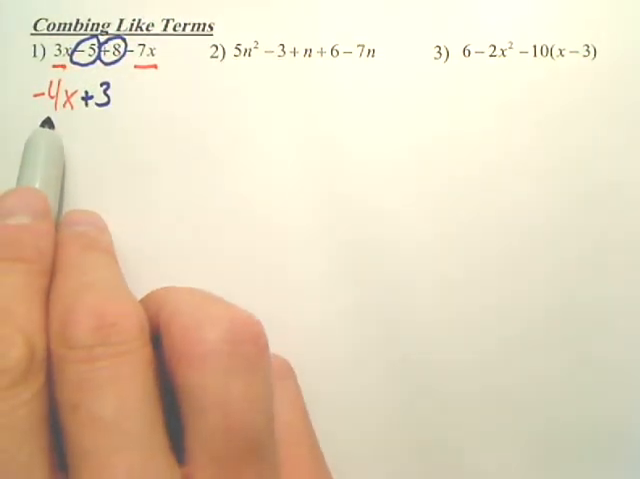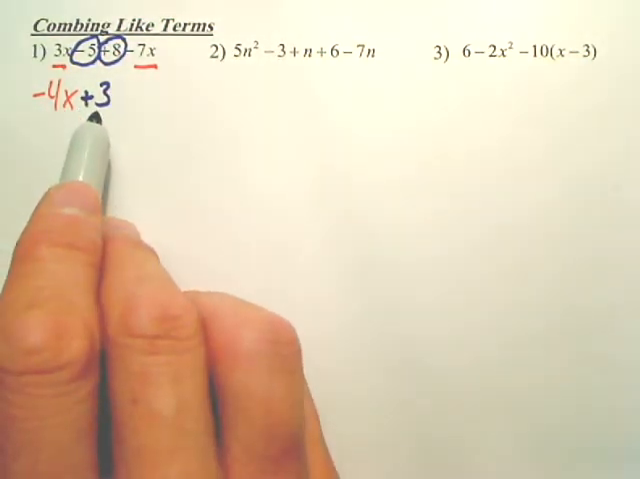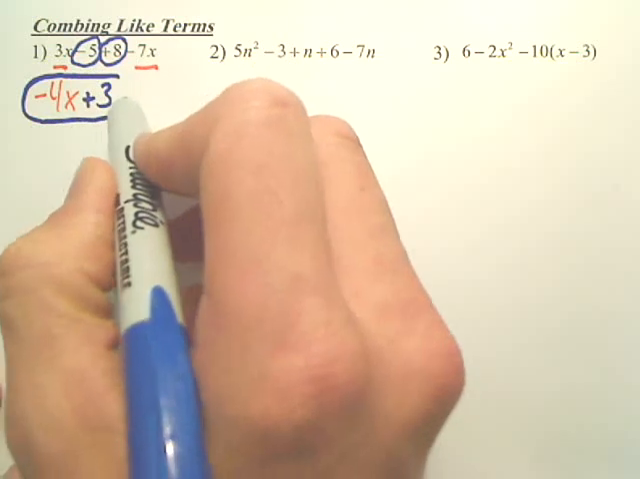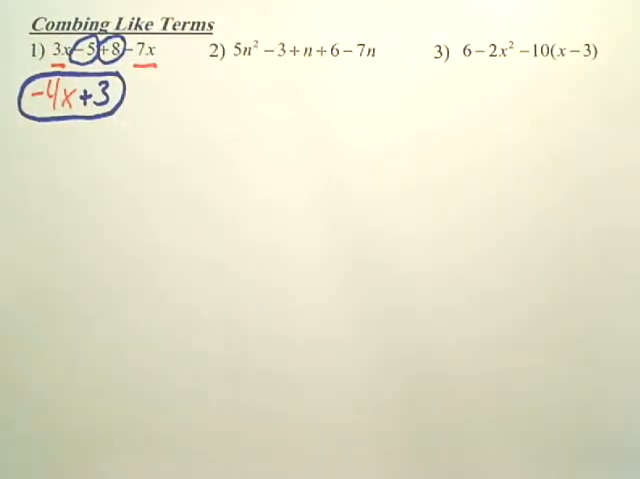Now, can negative 4x and 3 combine? Are they alike terms? No, they're different types of terms. You cannot combine those, so we are done. We are just combining like terms.